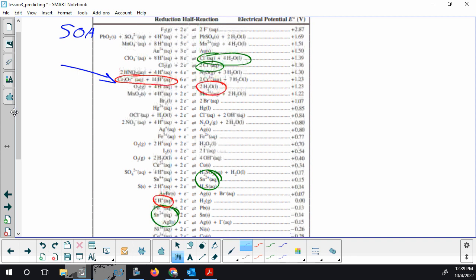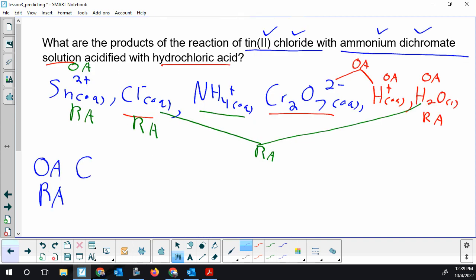So I'm gonna pull that reduction verbatim from the table. Cr2O7 2 minus.